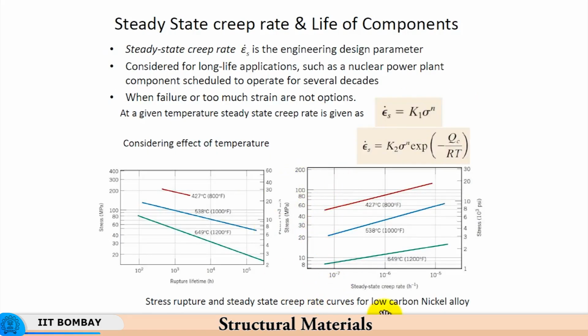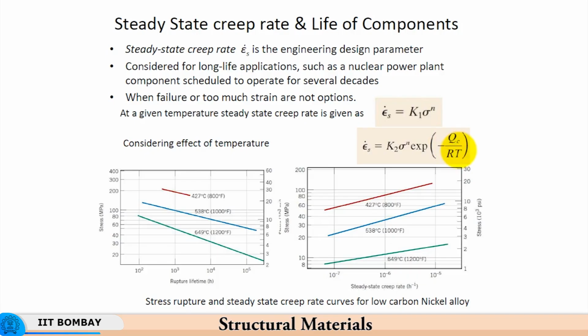If you look at these graphs, you have the steady state creep rate. So, here you have a certain steady state creep rate, and as the temperature increases, the stress that will cause the same steady state creep rate also decreases. So, the stress goes down, and therefore, the steady state creep rate is related with the temperature, stress and activation energy by this expression. It is K2 sigma raised to n exponential minus Qc by RT, where Q is the activation energy of the mechanism of creep that is operating at that point of time.